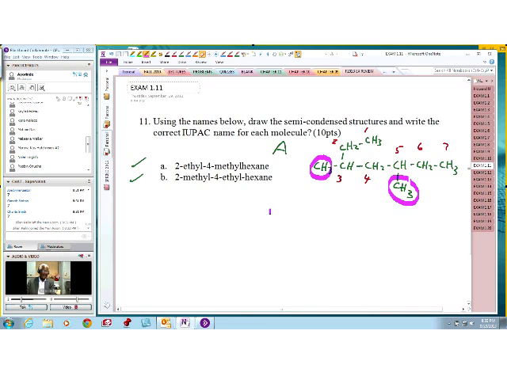Okay, so what would be the name for this molecule? Can anybody give us the name? Can you write the name for me? Just send through the text. Okay, message: 3,5-dimethyl heptane. Excellent. Let us see. 3,5-dimethyl heptane. That is correct. I think everybody got that right. Now let us go to B.